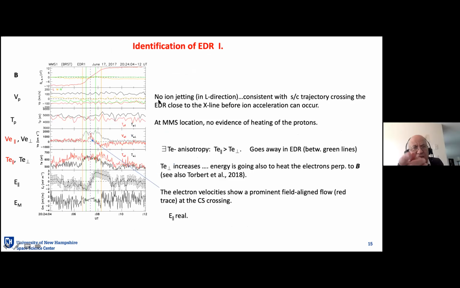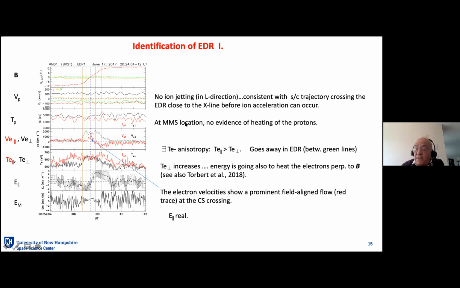Now we give identification of the IDR. We do it in two figures. Here I have many parameters plotted. The top panel is just for reference. This is the protons, behavior of the velocity and temperature, and you will notice we have no ion jetting in the L direction. This is consistent with the spacecraft trajectory, which is crossing the EDR close to the X line. Because if you are very close to the X line, ion acceleration cannot yet be seen. You have to go further out in the outflow region to see that.